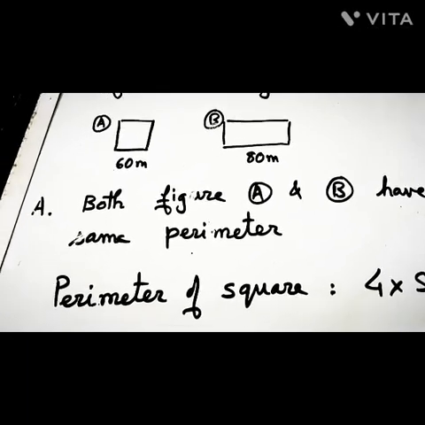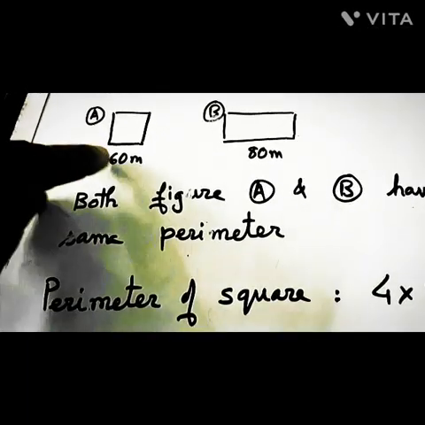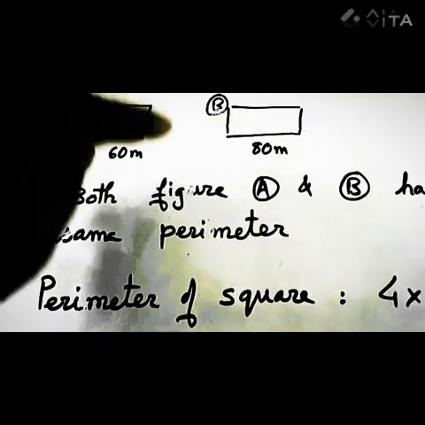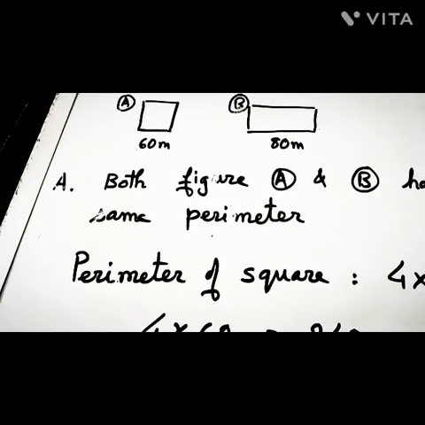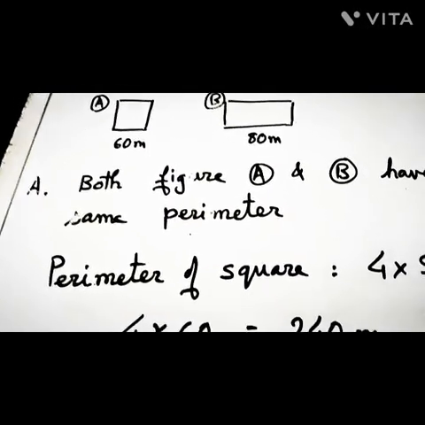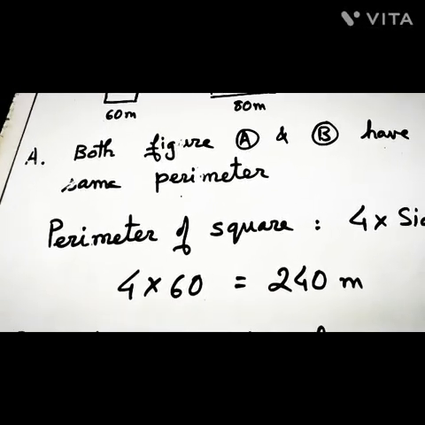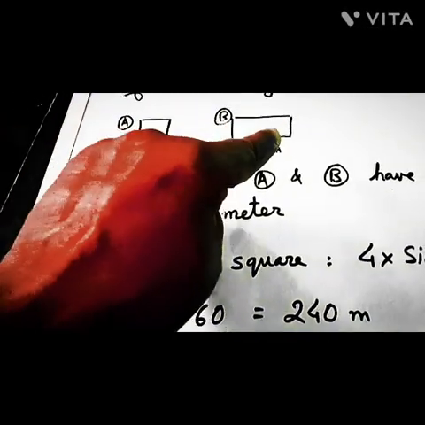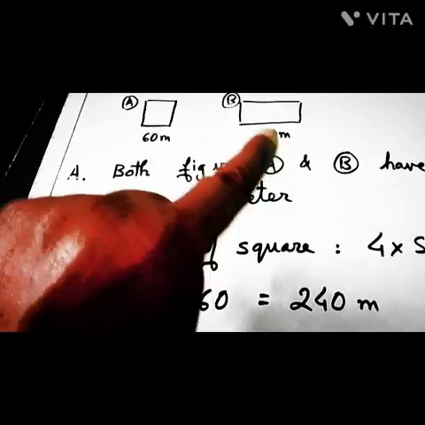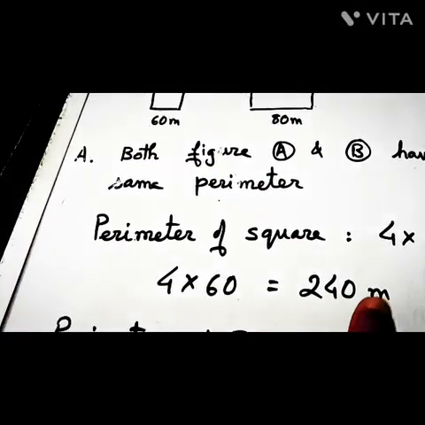So perimeter of the square, as it is having side 60 meter, it is having four sides. So we have to simply multiply the side into 4. 4 into side, that is 4 into 60, that is 240 meter. So both square and rectangle are having the same perimeter, 240 meter.